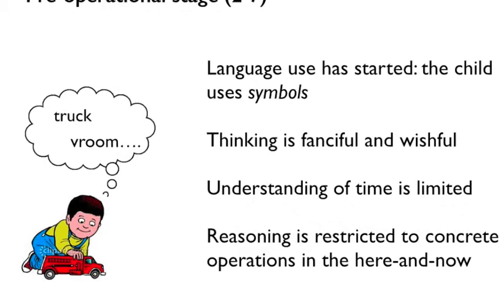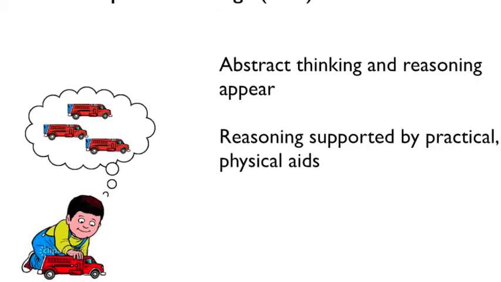So then somewhere around here, around age 7, we start to see the beginnings of abstract reasoning and thinking. Language use is now much more sophisticated, of course, and that provides some structure with which you can think. Think back to Jerry Fodor and the role of mentalese in structuring abstract, complex thoughts. Reasoning is supported by practical physical aids in many respects.